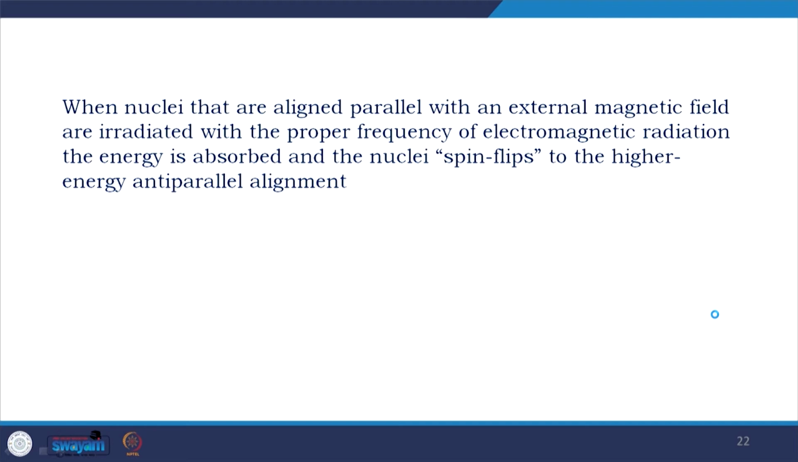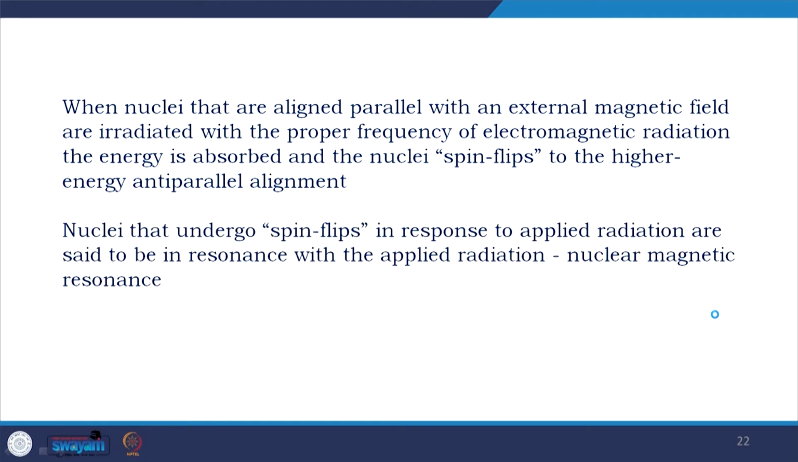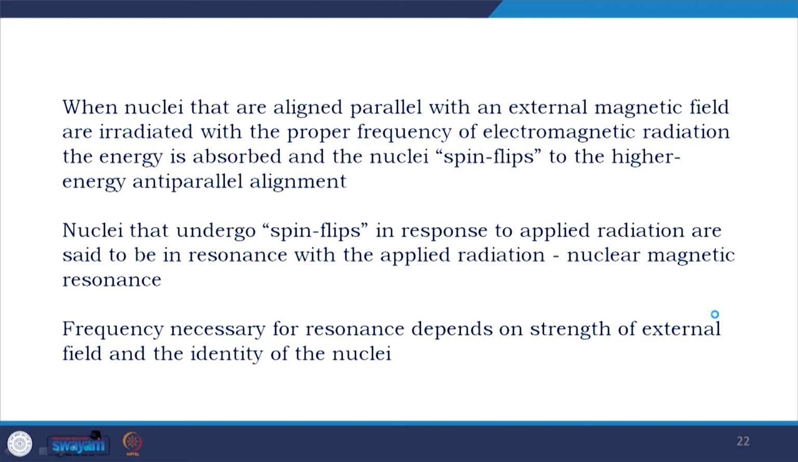When nuclei that are aligned parallel with an external magnetic field are irradiated with the proper frequency of electromagnetic radiation, the energy is absorbed and the nuclear spin flips to the higher energy anti-parallel alignment. Nuclei that undergo spin flips in response to applied radiation are said to be in resonance with the applied radiation: nuclear magnetic resonance. The frequency necessary for resonance depends on the strength of the external field and the identity of the nuclei.